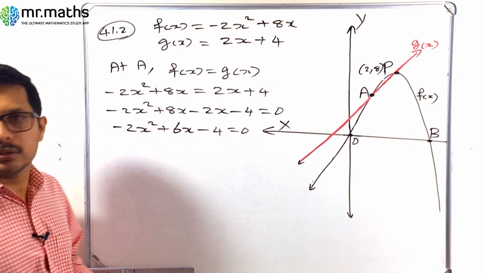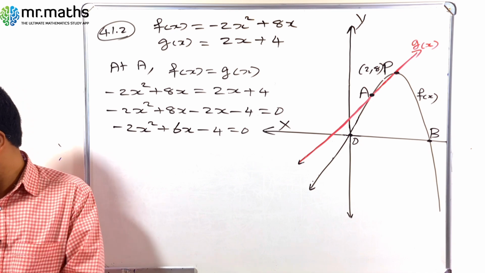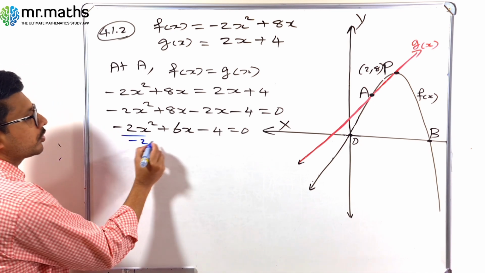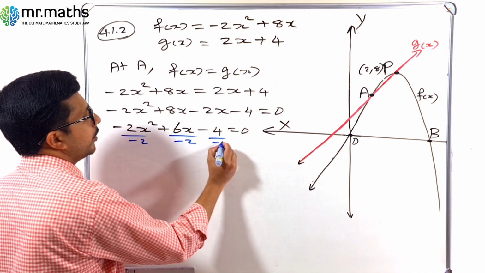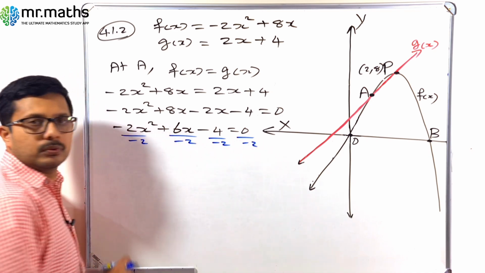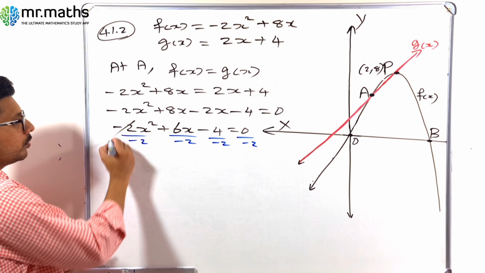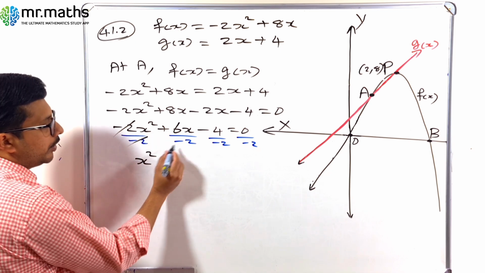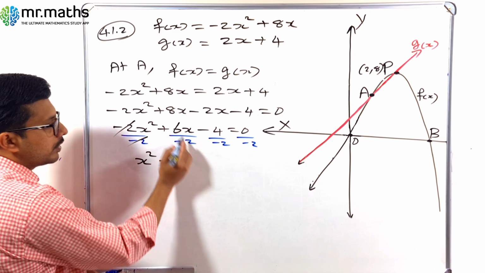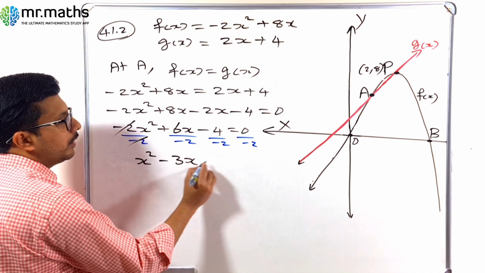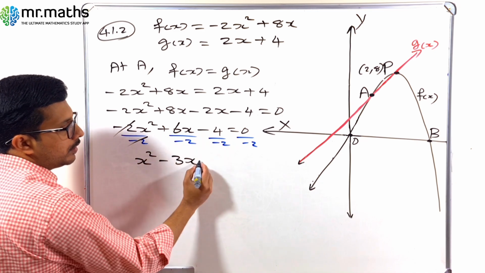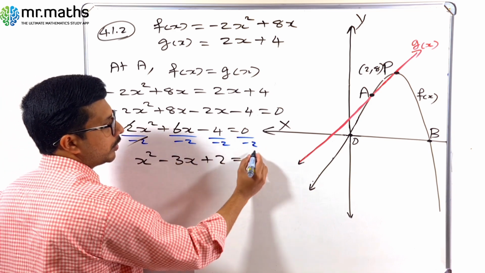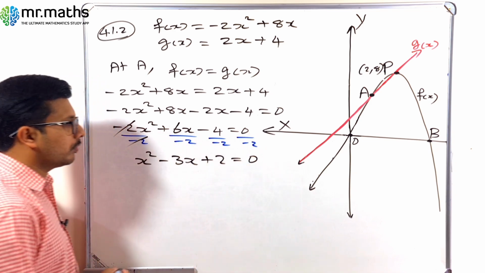So divide throughout by minus 2. Okay, divide throughout by minus 2. Okay, so this minus 2 and this minus 2 cancel. So it is x square, plus divided by minus is minus, 6 by 2 is 3x. 4 by minus is plus. Okay, 4 divided by 2 is 2, is equal to 0 divided by minus 2 is 0.